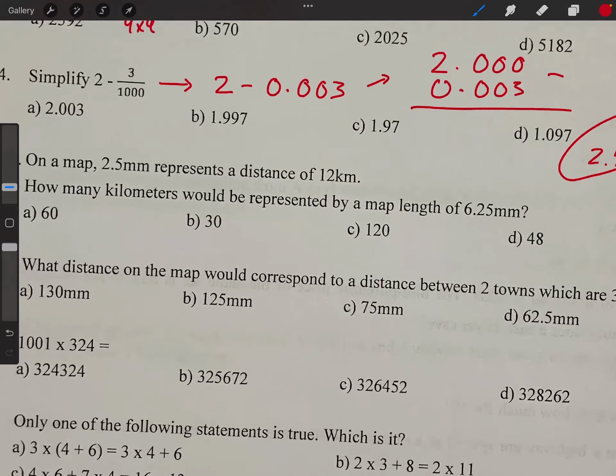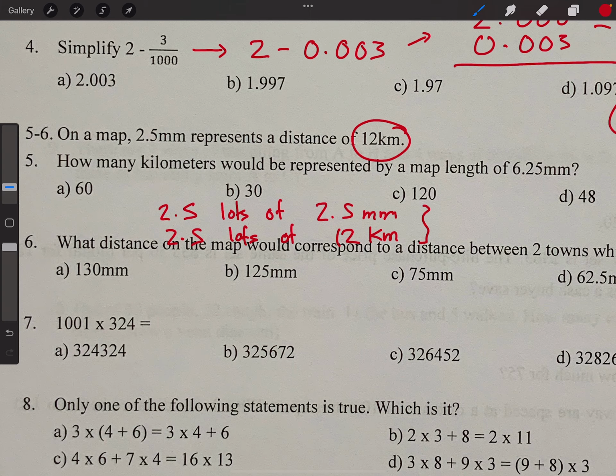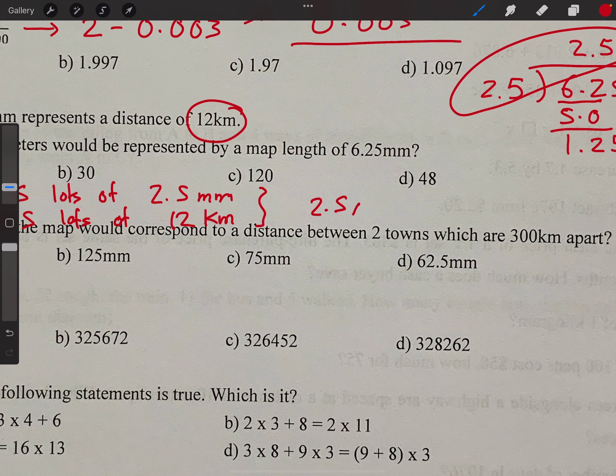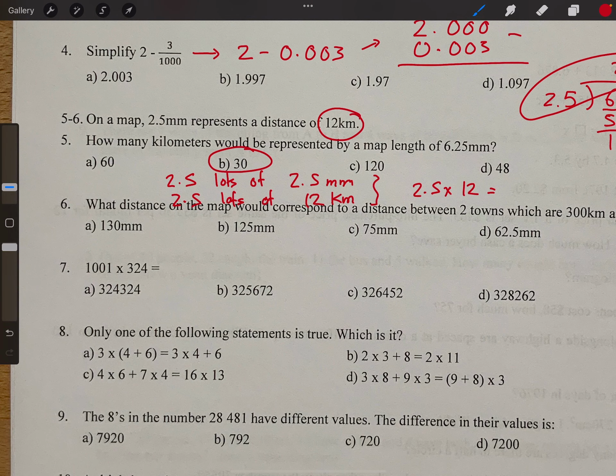Okay, so that means that there is 2.5 lots of 2.5 millimeters, and each of these is equal to 12 kilometers. So that means 2.5 lots of 12 kilometers. So what that means is 2.5 times 12. 2 times 12 is 24. 0.5 times 12 is 6. 24 plus 6 is 30. So therefore it should be 30 kilometers.